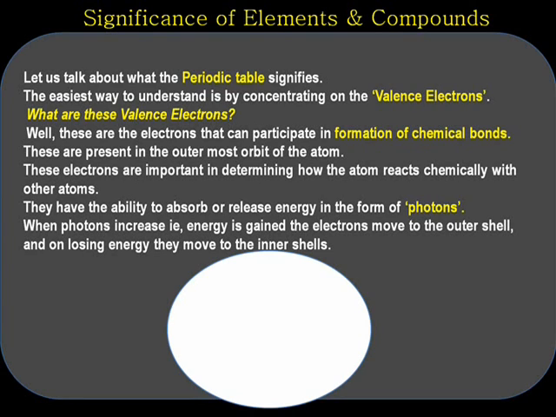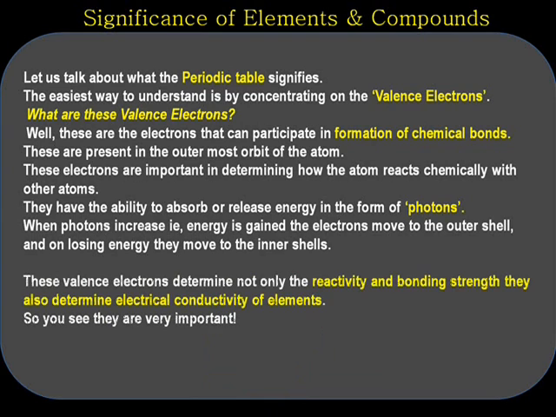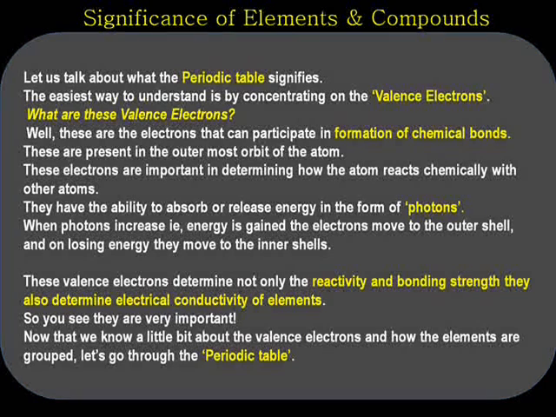Now let's picture a hot air balloon. If the hot air supply is continuous, the balloon rises. But if the hot air is cut off or decreases, then the hot air balloon descends. Similar kind of a concept applies to the electrons gaining and losing energy and their movement to the outer and inner orbits. Now these valence electrons determine reactivity, bonding strength and electrical conductivity of elements, which means the passage of electricity through an element. Now that we know the valence electrons are pretty important, so let's go and look at the table.